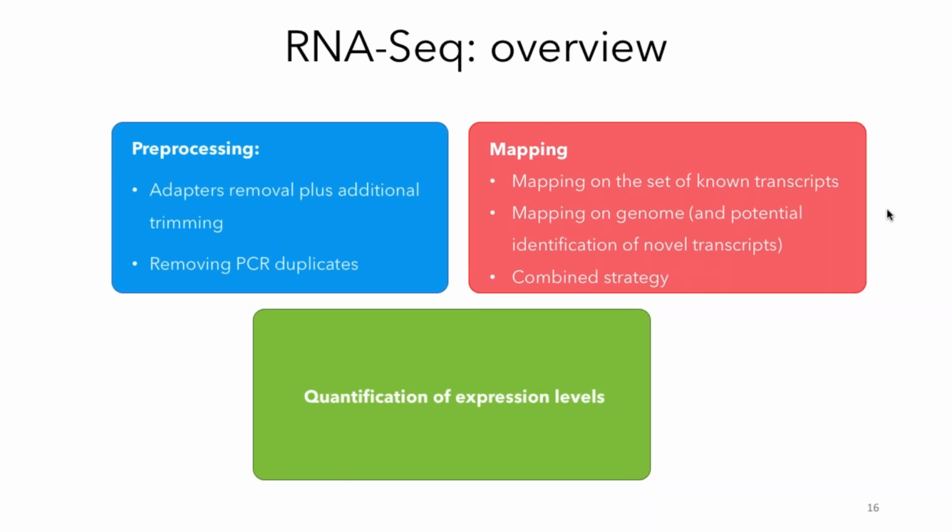At the end, once those reads are aligned, we can quantify them. And one of the questions is going to be around how to quantify them. Do we just count the number of reads? Or do we account for certain differences in genes, for example, their length, that will have an impact on the variation that we want to study?